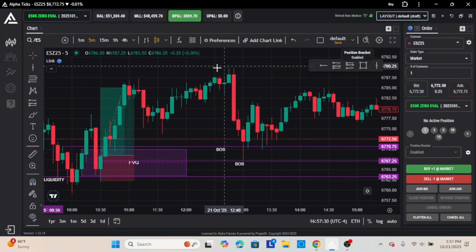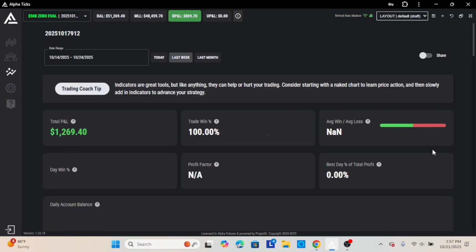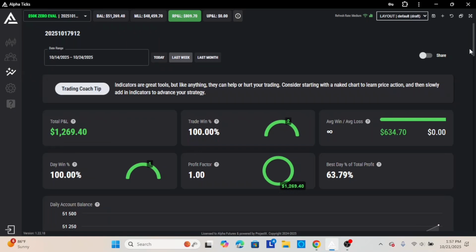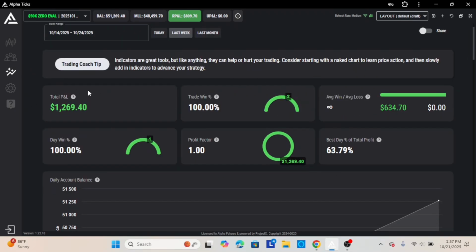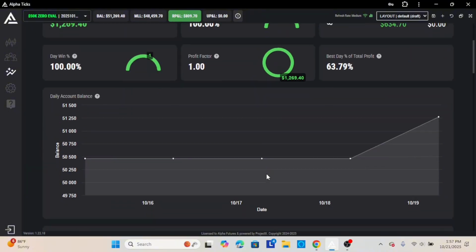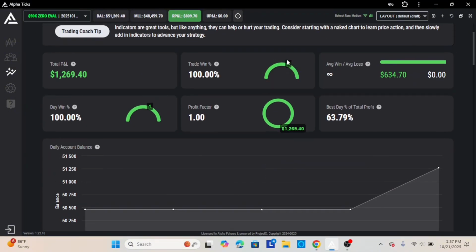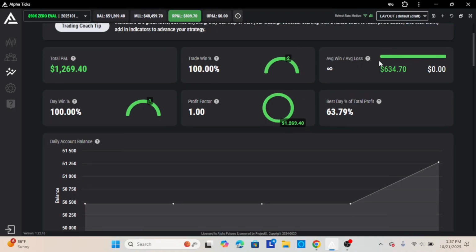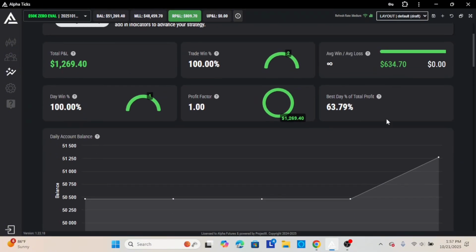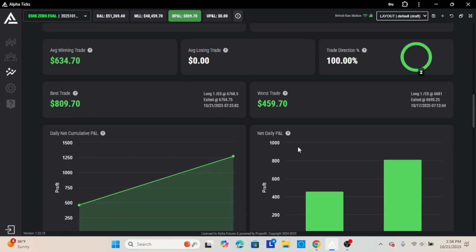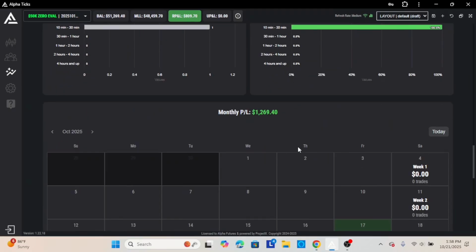I've been trading this account for 2 days. We'll go to our stats real quick to give you an idea of what this looks like. It tracks all of your trades. We traded 2 days, we're up 1,200. We haven't lost a single trade, obviously, because we only took 2 trades. So, 2 winning trades. Total gain in 2 days, 1,269. Average win to loss ratio, there's nothing here because I haven't lost anything yet, and hopefully I don't plan on losing anything for this evaluation. I'm trying to prove that I'm profitable.